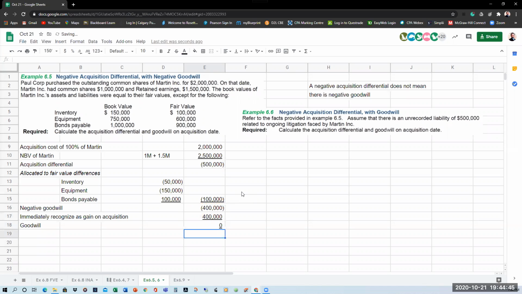If you ever had a multiple choice question that gave you these facts and asked what the goodwill value is, the correct answer is 0, because there can't be any negative goodwill. If you see negative goodwill, it's recognized immediately as a gain on acquisition. So the correct answer in that question would be that goodwill is 0. In this example, 6.5, goodwill was 0 because we ended up with negative goodwill, which was recognized immediately as a gain on acquisition.